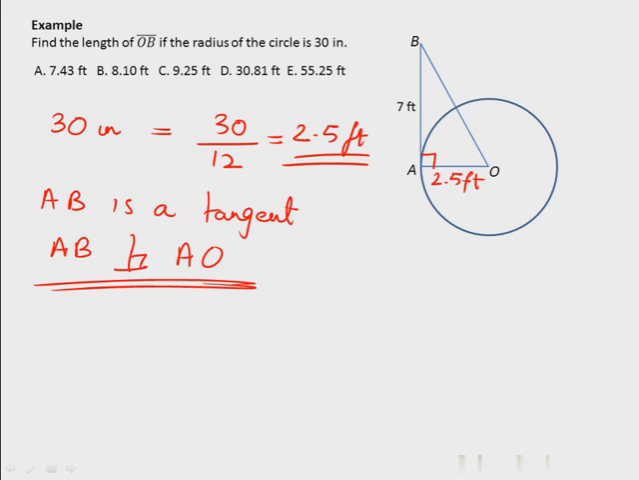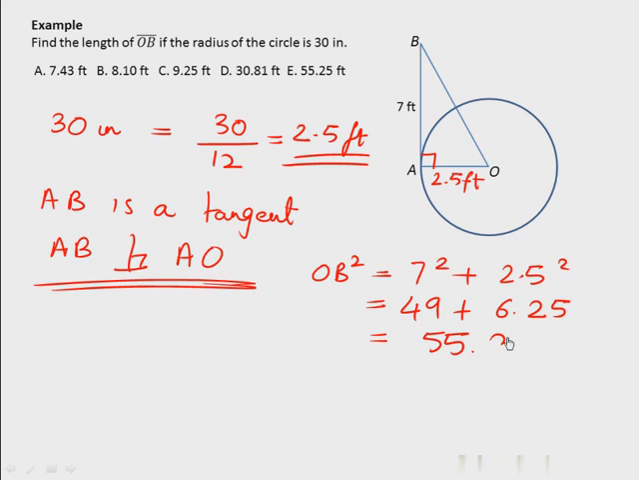So now it's easy. I have 2 sides of a right angle triangle. I need to find the hypotenuse. OB is the hypotenuse. So I know that OB square is 7 square plus 2.5 square. That's 49 plus 6.25. That's 55.25.